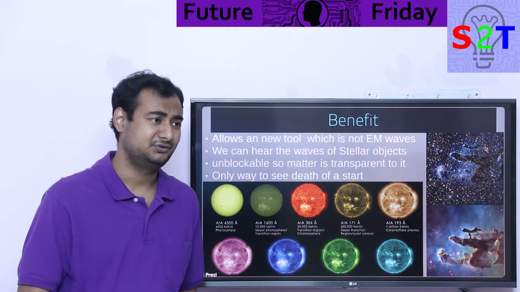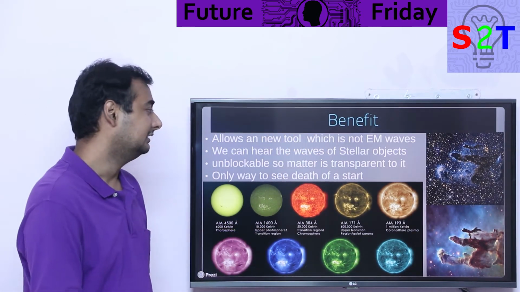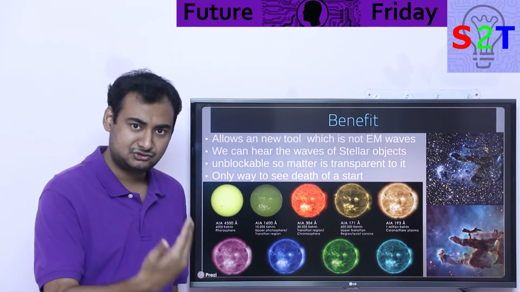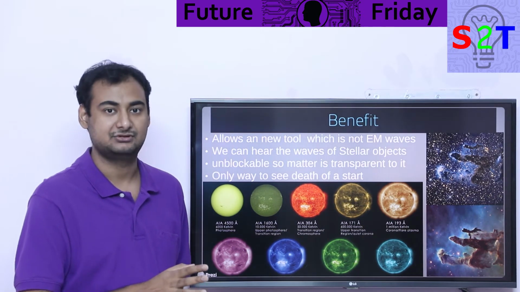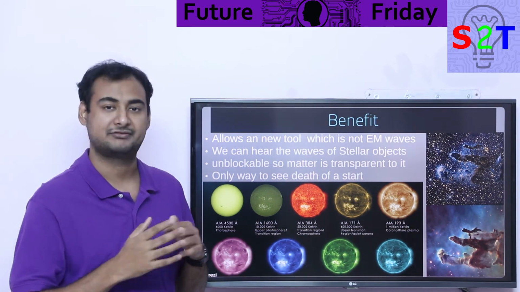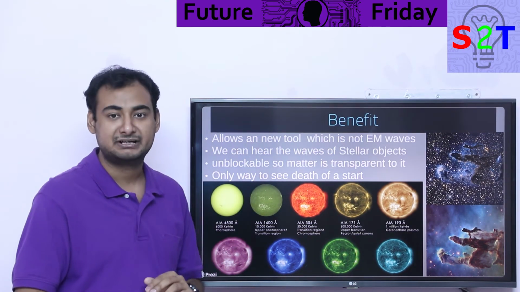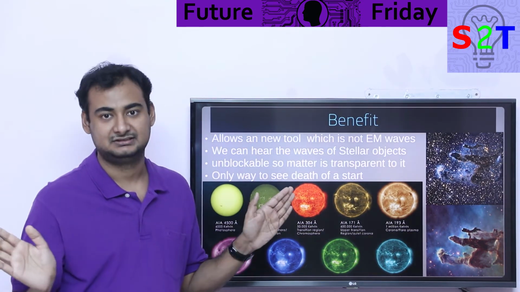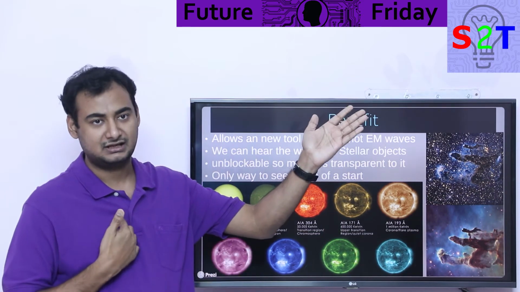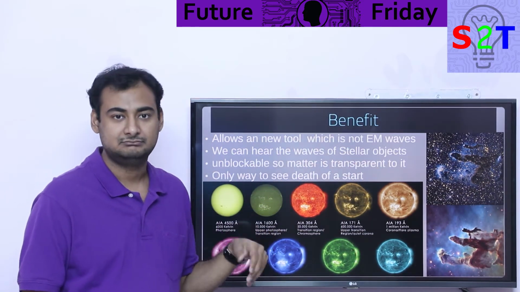Now, what is the benefit of doing all this jazz? Well, the reality is, this is right now astronomy. I'm not talking about normal day-to-day science. In normal day-to-day science, we have a lot of instruments. But when it comes to astrophysics, we have nothing other than electromagnetic waves. Nothing. Like, do you know there is a star? Well, you can see its light. That's it. You have nothing else.